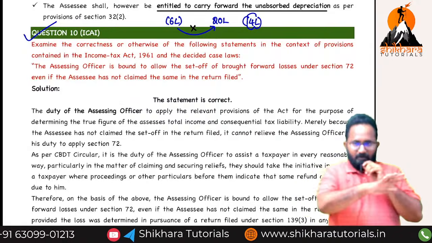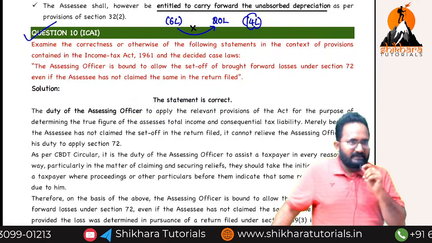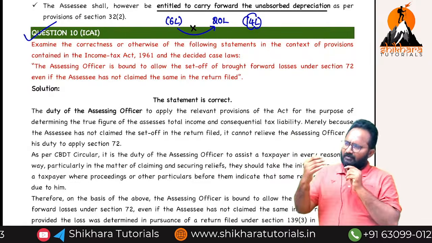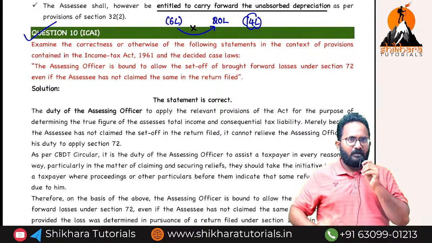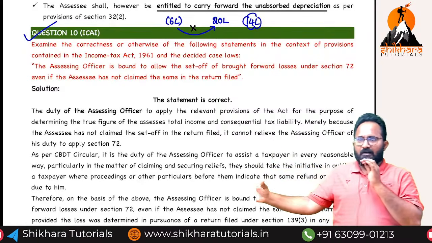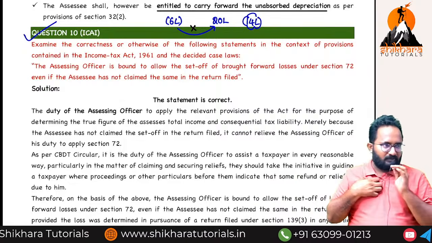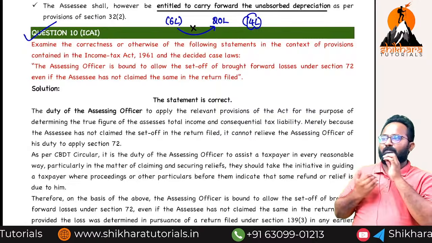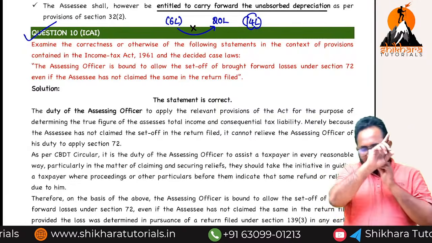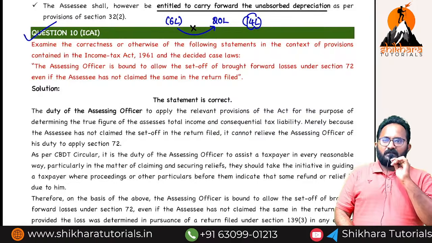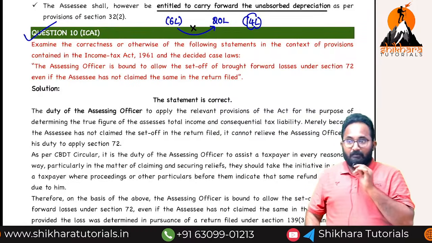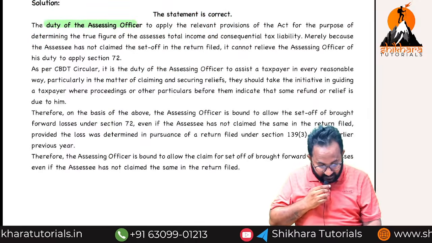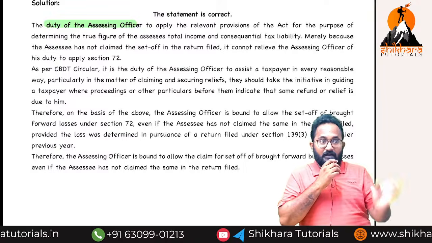Always in our education system, we think the AO is a villain and the taxpayer is on our side. Always, in our entire discussion also, the department is the villain. They will always want to collect tax from our money. So on our side, we always want to save tax without paying it to the department. This intention is wrong. Remember, one of the duties of an assessing officer is there. It is their duty, not just a power.